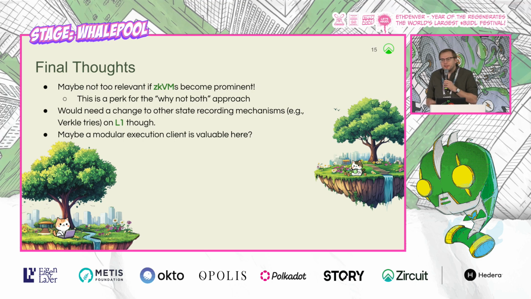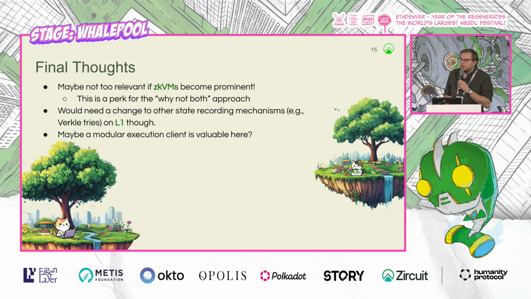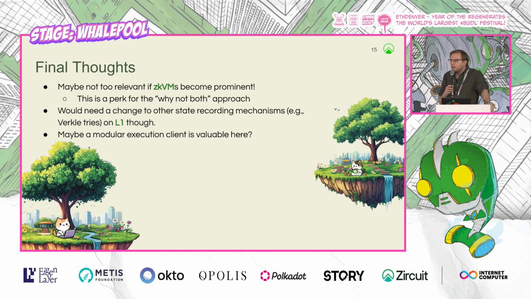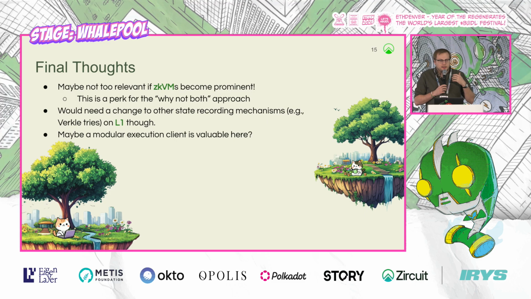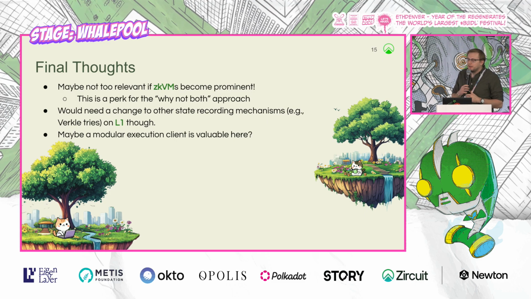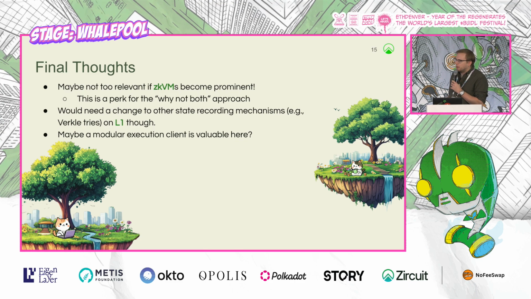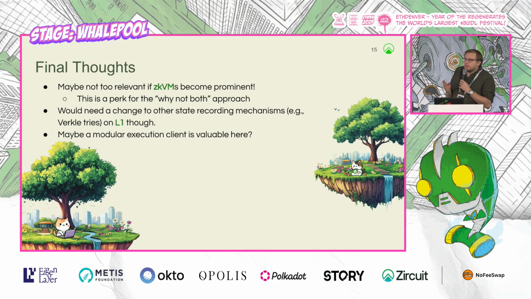In particular, this may not be super relevant if we change back to a ZK VM. If we find something like a RISC-0-based general purpose ZK VM, it doesn't really care too much about the trie that you use to record your state. There might be performance hits, but it might not be as important as it is right now, where Halo 2 really struggles to do Keccak. And maybe it'll be worse, I'm not sure.